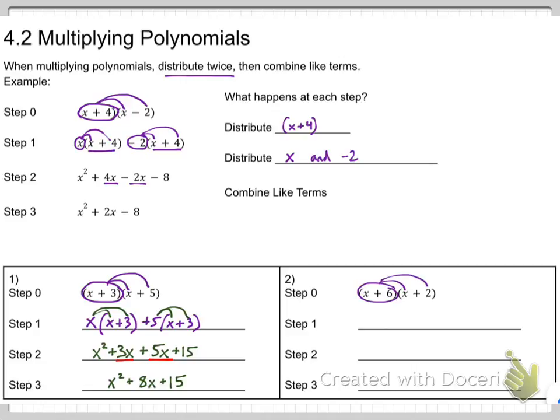All right, did you get it? Let's review it. X plus 6 gets distributed. Then we distribute the x and distribute the 2. Combine like terms, and we get x squared plus 8x plus 12.